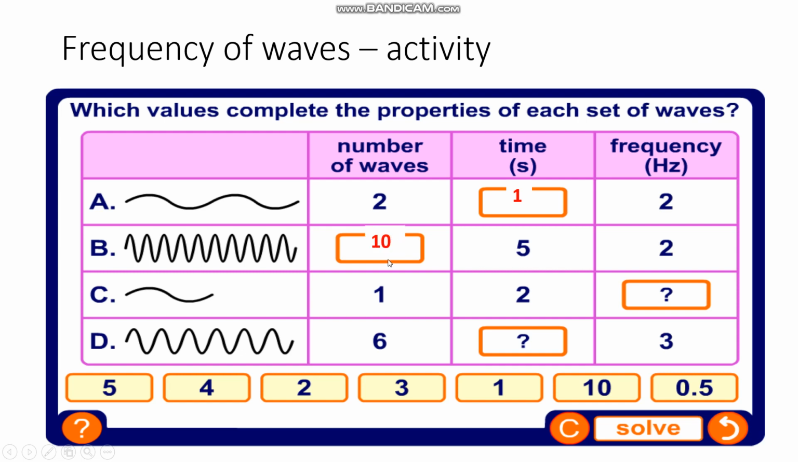10 waves are made. Here you've got to work out the frequency. Frequency is the number of waves made in 1 second. 1 wave is made in 2 seconds, so only half a wave is made in 1 second. Part D, same as the top one. You've got 3 waves made every second. We've produced 6 waves in total, so it must have taken 2 seconds to do that. I hope you did well on that.